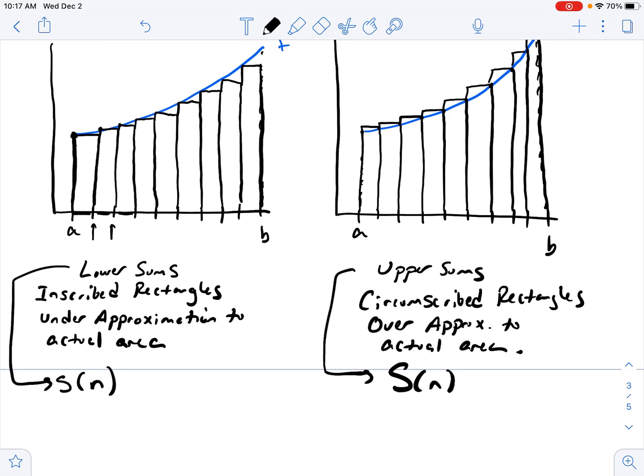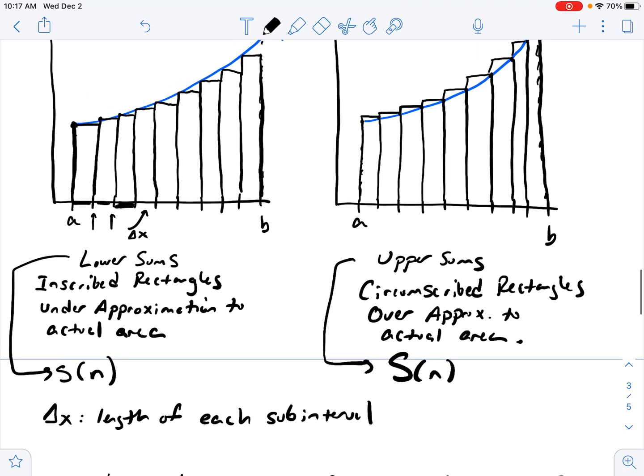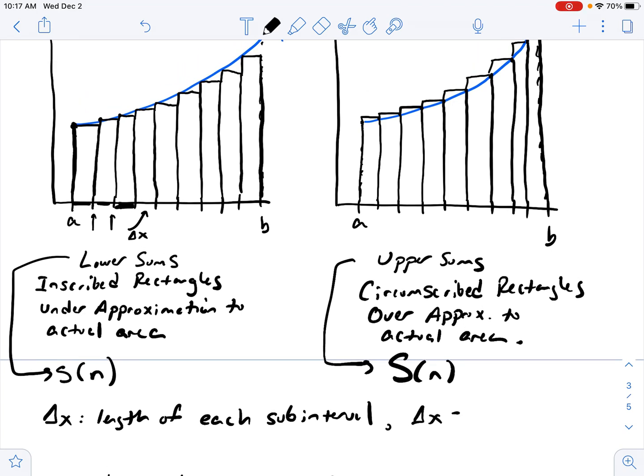Now, in terms of these subintervals, as long as the rectangles are all equal width, what we call the length of the subinterval is delta x. Right, that change in x from left to right. Okay, so delta x is the length of each subinterval. Delta x is just the length of the entire interval, which is b minus a, divided into n number of subintervals. Okay, so there's the formula for delta x.